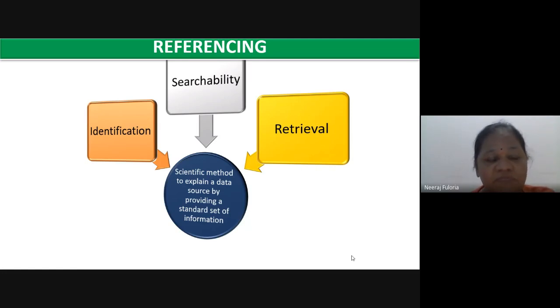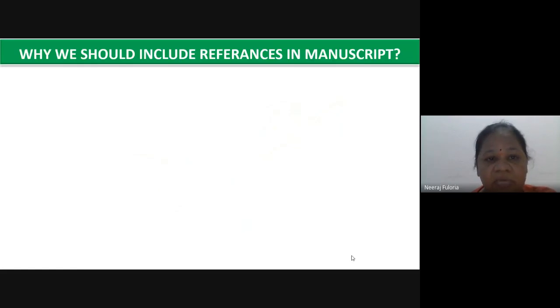So this is one of the important points whenever you write a thesis or paper or anything. Okay, so why should we include the references in a manuscript? Because today I'm discussing how to include the references in a manuscript.